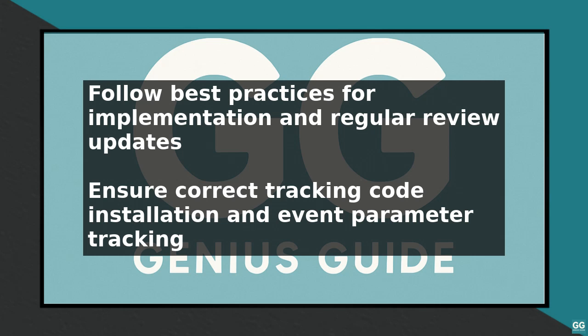In conclusion, implementing Google Analytics 4 is a simple process that can provide valuable insights into your website or app. By following these steps and best practices, you can set up a Google Analytics 4 property, install the tracking code, and start tracking events and parameters. This will help you make data-driven decisions and improve your online marketing efforts.